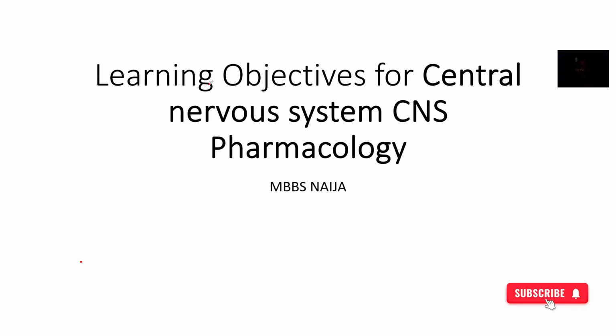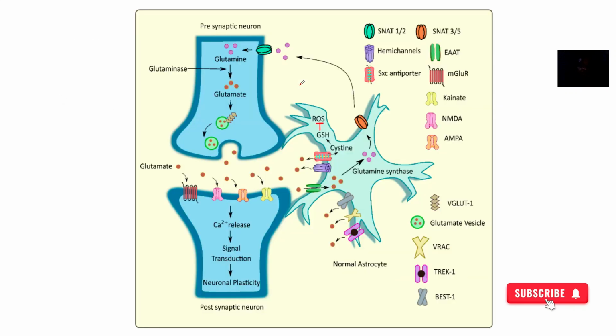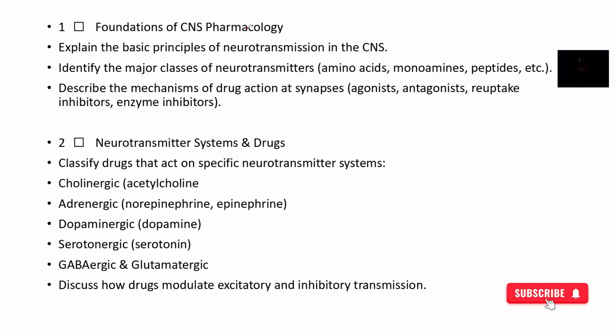I'll quickly talk about the learning objectives as we are going into central nervous system pharmacology. The learning objectives are basically, if a student wants to study central nervous system pharmacology, what are the things they are expected to cover to know that they have acquired a good level of knowledge on central nervous system pharmacology.